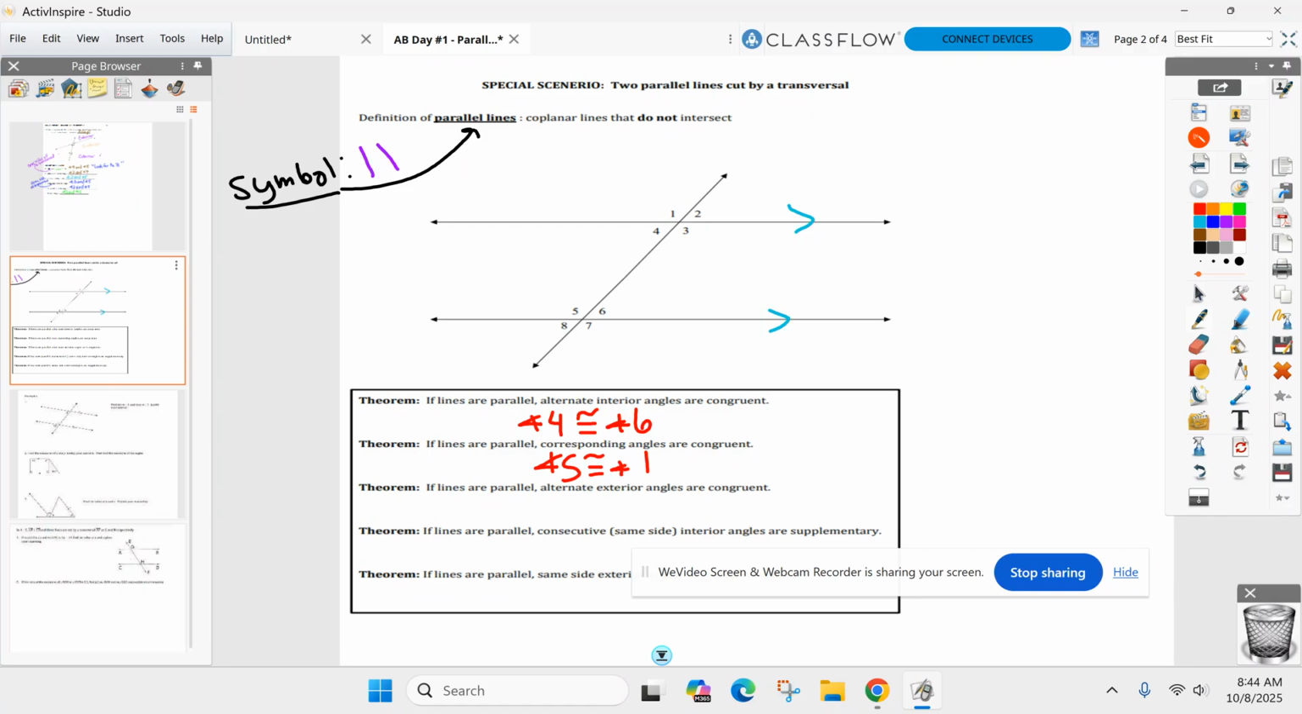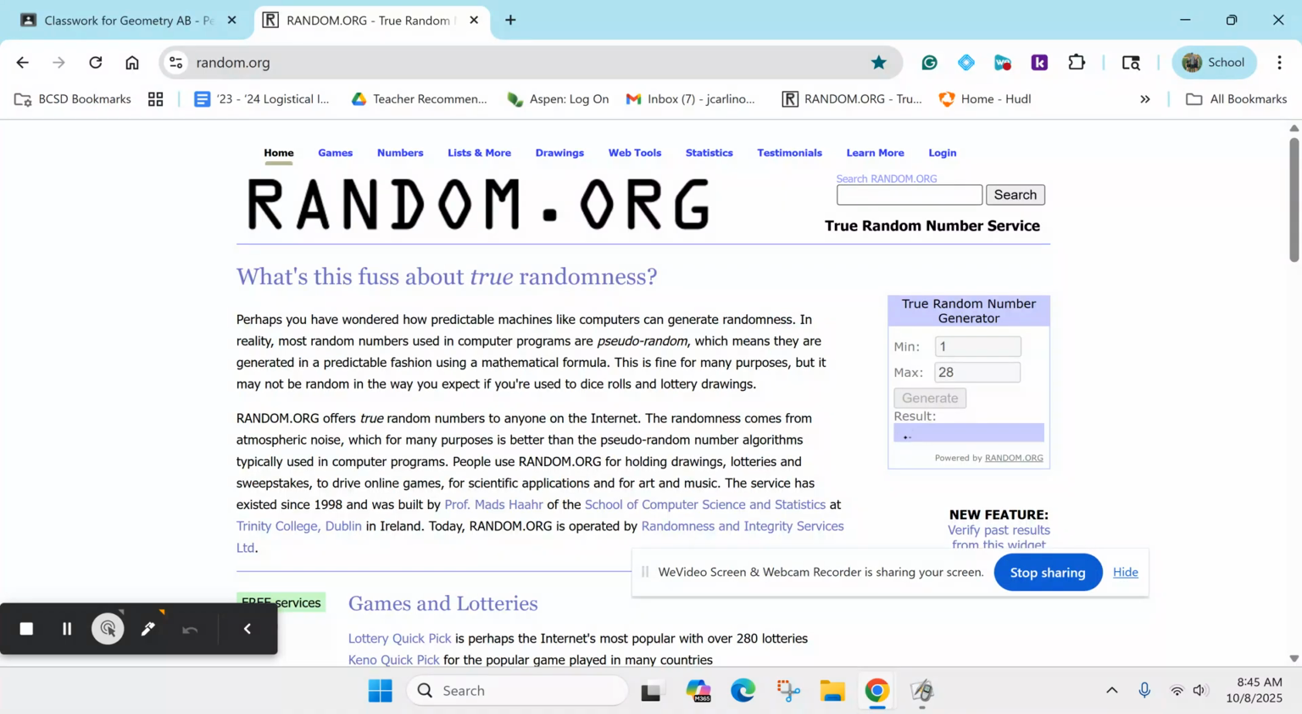So I have my alternate interior angles are congruent. My corresponding angles are congruent. Next up, one more pair that's congruent: alternate exterior. Alternate exterior angles now become congruent. Give me a pair of alternate exterior angles up here.